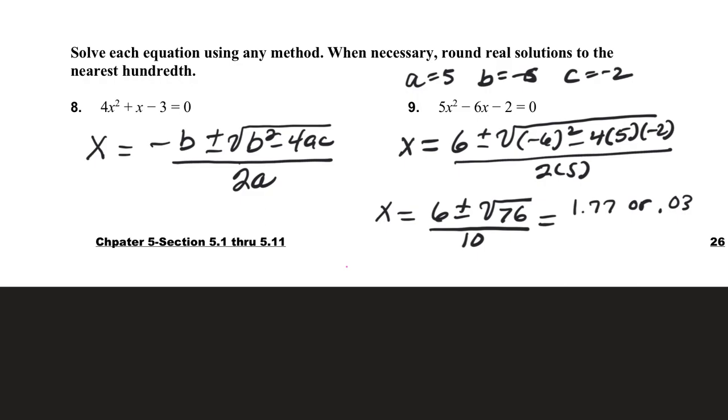So what I did is I evaluated the discriminant. So here's the discriminant, and what I got was 76. I got the square root of 76 plus 6, and then divided by 10, I got 1.77. I also got 6 minus the square root of 76 divided by 10, I got 0.03, so those are the two answers.